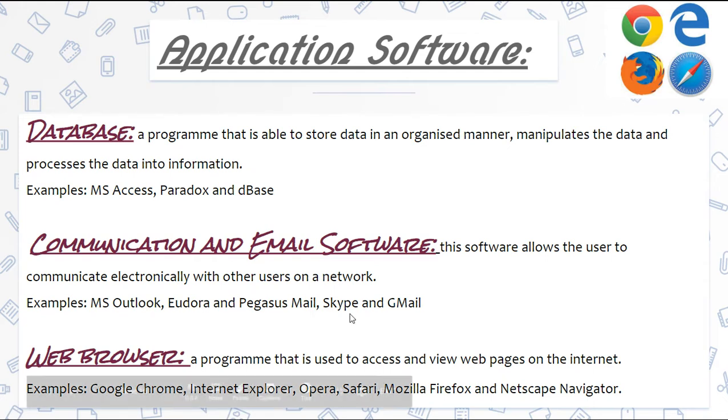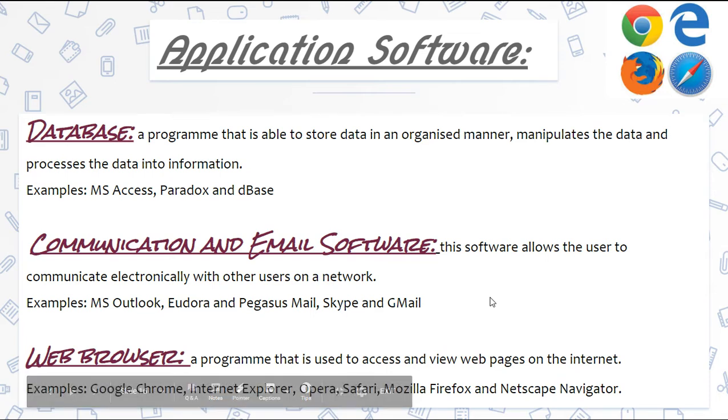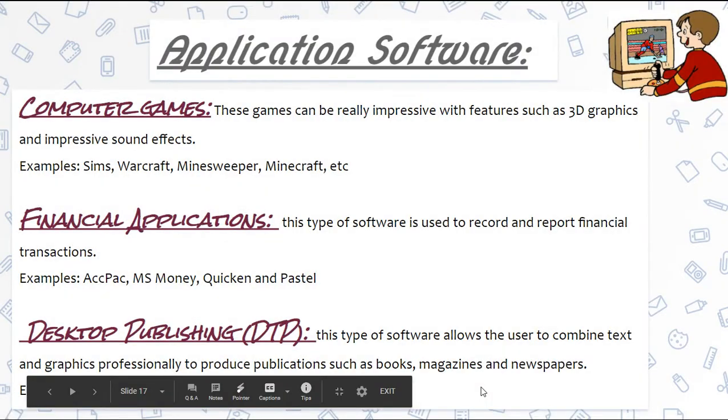Gmail. Web browser, a program that is used to access and view web pages on the internet. Some examples are Google Chrome, Internet Explorer. Internet Explorer is owned by Microsoft. They've replaced it with Edge, which they've now rebranded as Microsoft Edge. So those are their ones. Opera, Opera Mini, Safari, Mozilla Firefox, Netscape Navigator, lots of different types of browsers.